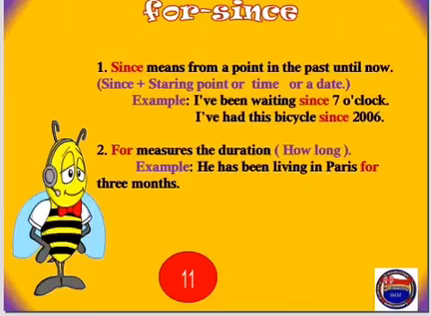On the other hand, for measures the duration. For example, he has been living in Paris for 3 months. How long has he been living in Paris? The answer is for 3 months.